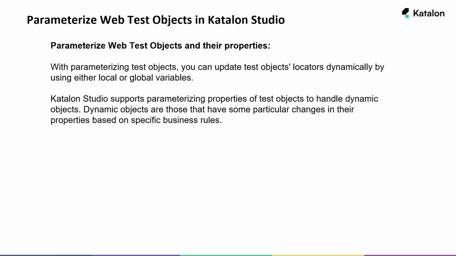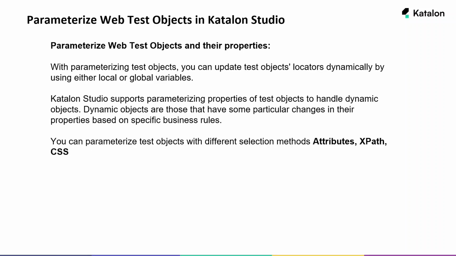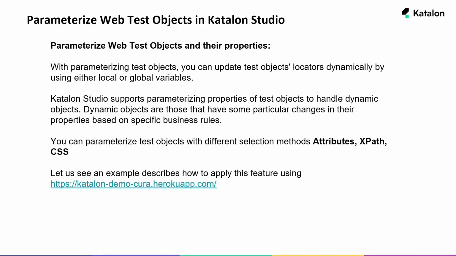So Katalon Studio supports parameterizing properties of test objects to handle dynamic objects. As we discussed, dynamic objects are those that have some particular changes in their properties based on specific business rules. So as I told you earlier, you can parameterize test objects with different selection methods, attributes, XPath and CSS locators.